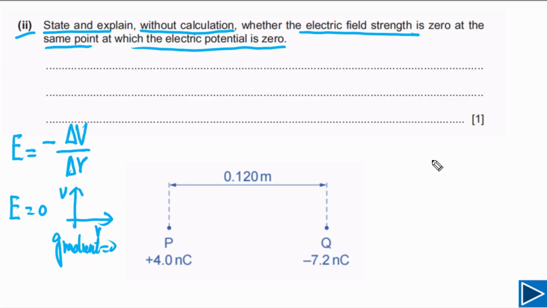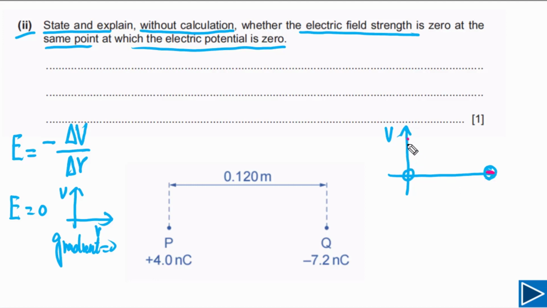Now, let's try to sketch, first of all, the electric potential against R graph, V against R. In this case, we have 2 charges, one positive and one negative. I will place the positive charge here, and I will place the negative charge here. This one is the negative charge, and this is the positive charge.